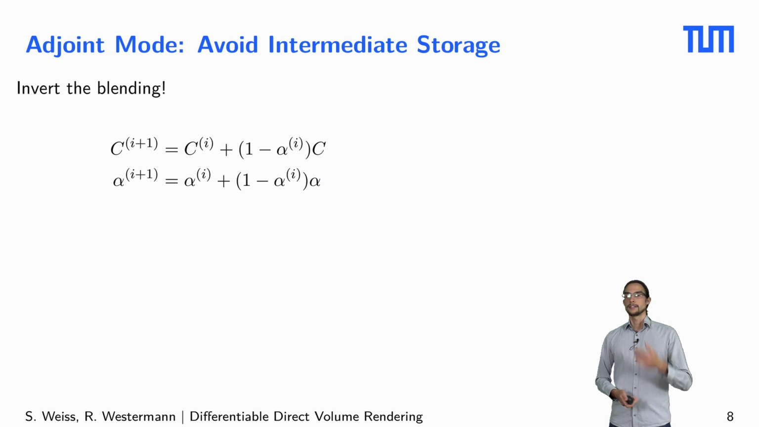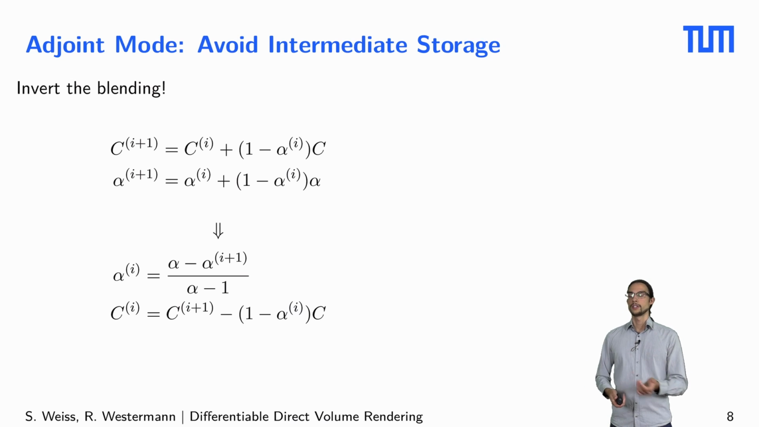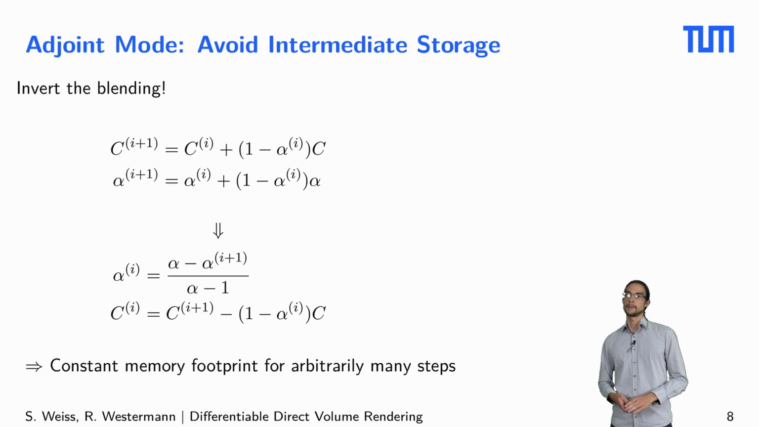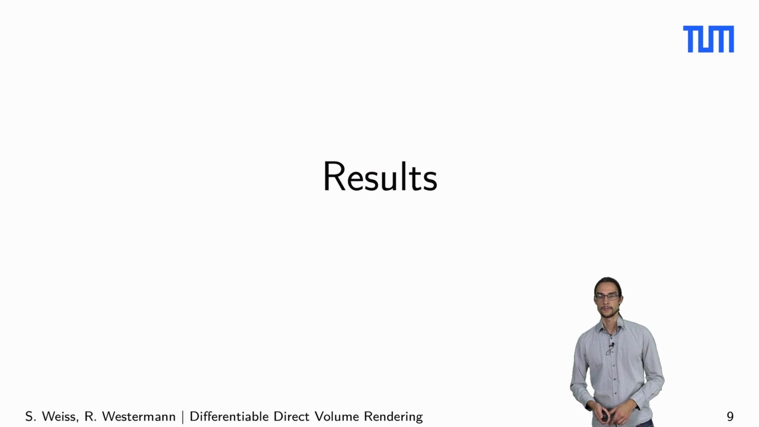However, the blending step actually is invertible. We can solve for the previously blended color by just recomputing the current contribution. And with this, we can evaluate the gradients with a constant memory footprint for arbitrarily many steps. Let's have a look at some results.